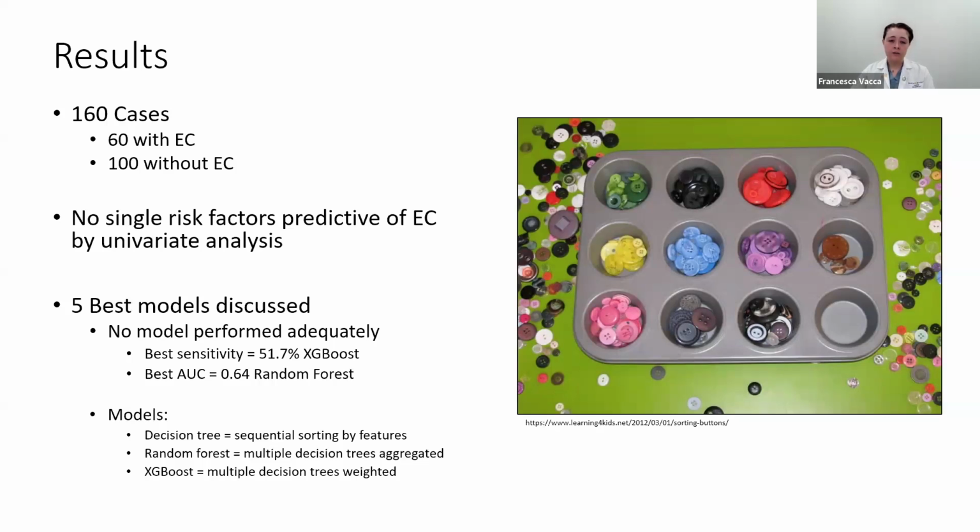The model that performed the best with sensitivity was the XGBoost model at only about 52%. And then the one that had the best overall performance based on the area under the curve was the random forest model at 0.64. And so the best performance there would be a 1.